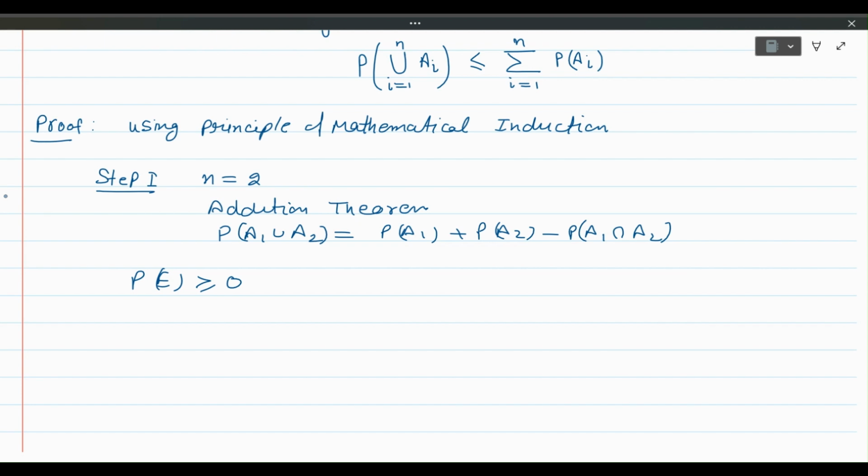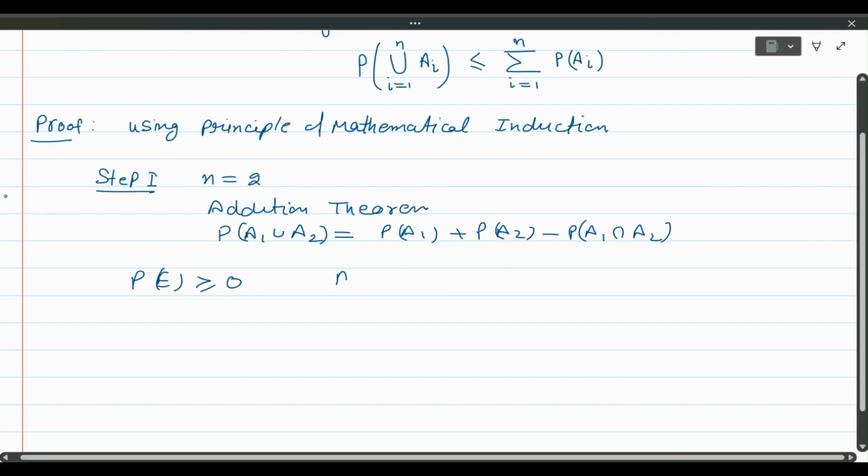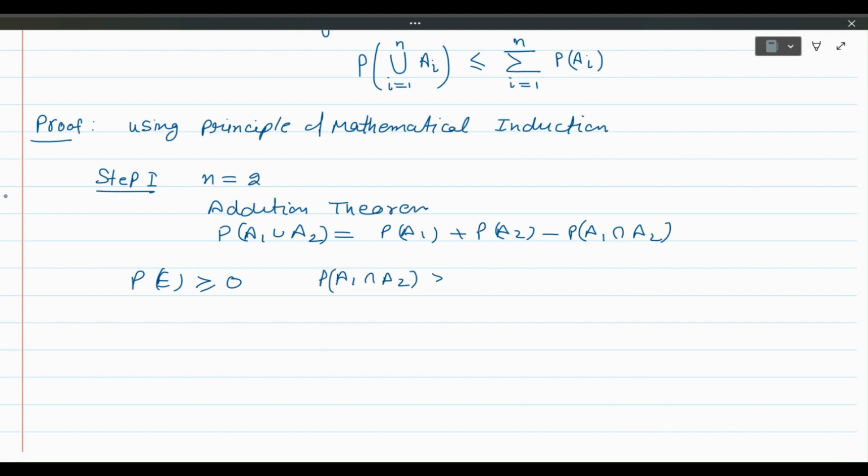Okay. Considering the event a1 intersection a2 here, its probability is always greater than or equal to 0. When we multiply with a negative sign on both sides of this inequality, it will be minus probability of a1 intersection a2, and the inequality gets reversed, less than or equal to 0. Adding P(a1) plus P(a2) on both sides.